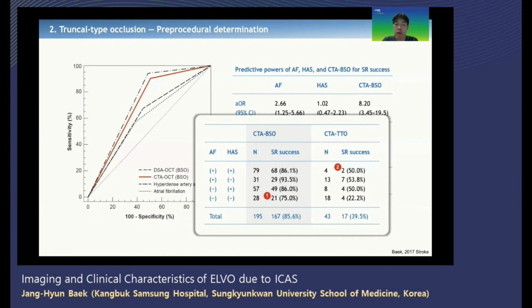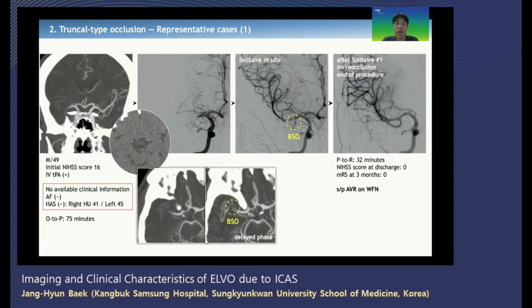On the contrary, when the patient has branching site occlusion, although without atrial fibrillation and hyperdense artery sign, stent retrieval could be successful in 75% of patients. Let's look at some typical examples.